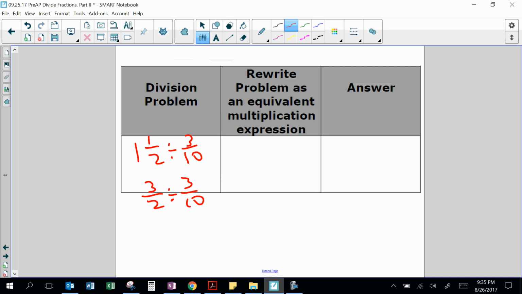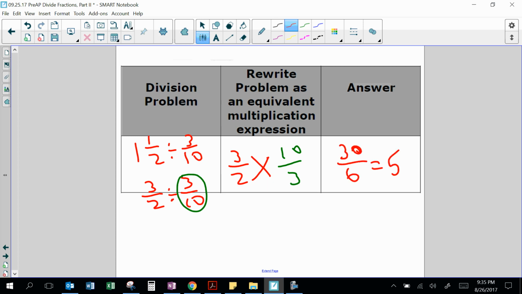Now I need to rewrite the problem as an equivalent multiplication expression. So it's 3/2 times the reciprocal. So I need to find the reciprocal of 3/10, which is 10/3. And if I multiply this, you get 30 over 6, or 30 divided by 6, which is 5 whole.